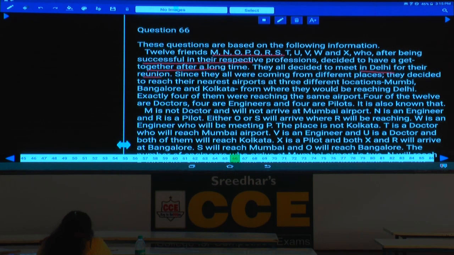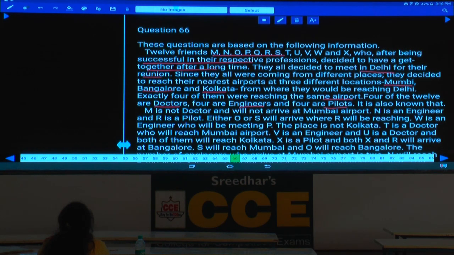Since they all were coming from different places, they decided to reach their nearest airports at 3 different locations. What are those 3 different locations? Mumbai, Bangalore and Kolkata, from where they would be reaching Delhi. Exactly 4 of them were reaching the same airport. 4 of the 12 persons are doctors, 4 are engineers and 4 are pilots.